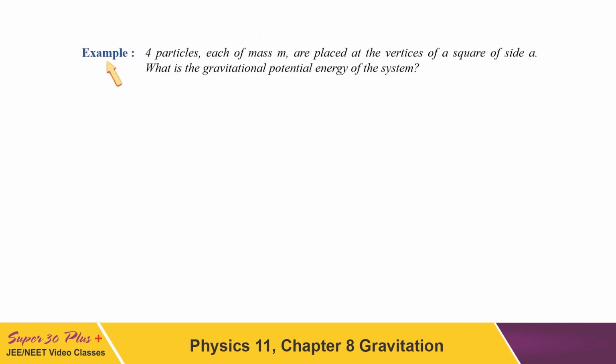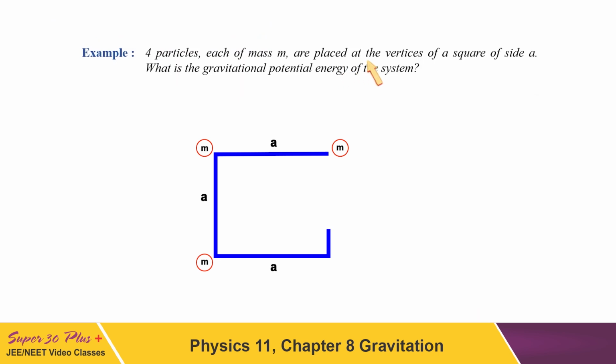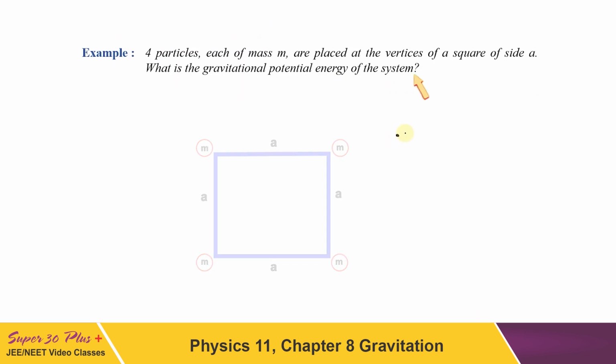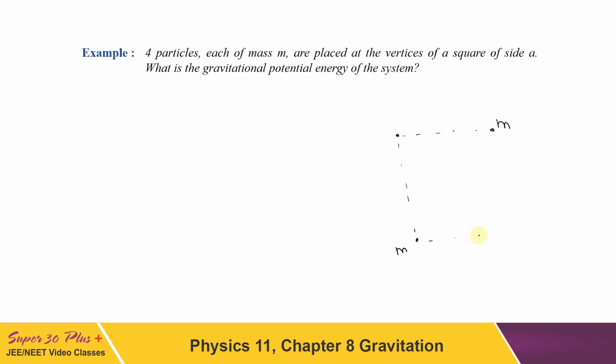Now let us do one question based on this concept. 4 particles each of mass m are placed at the vertices of a square of side a. What is the gravitational potential energy of the system? Let us consider these 4 masses at the vertices of the square, each of them being at separation a. We have to calculate the potential energy of the whole system. Just now I said that the potential energy for the whole system has to be equal to the sum of potential energy of all the pairs.